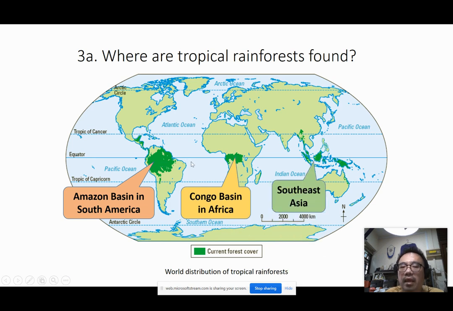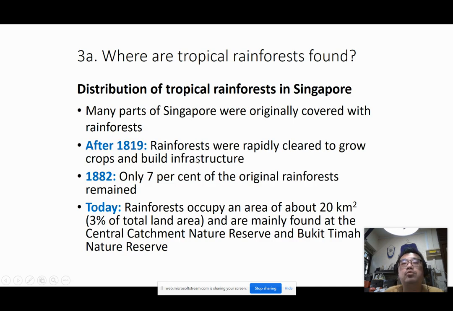So these are your three main areas where you will find your tropical rainforest: the Amazon Basin, Congo Basin, and then Southeast Asia itself. Right, you must be able to know where these three areas are. It is essential that if I were to give you a blank map and ask you to identify generally where tropical rainforest will be found, you can tell me where they are found. Okay, this is content that you should know.